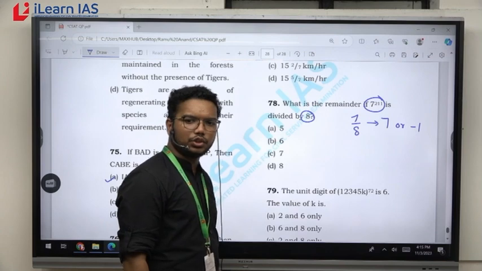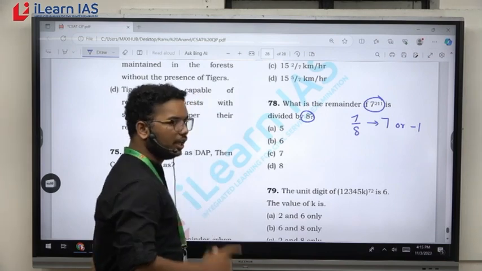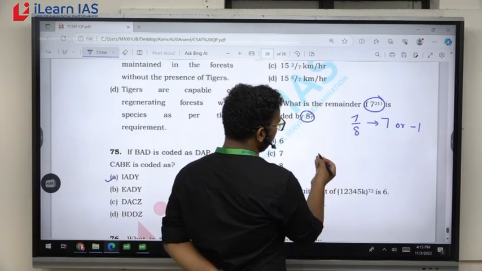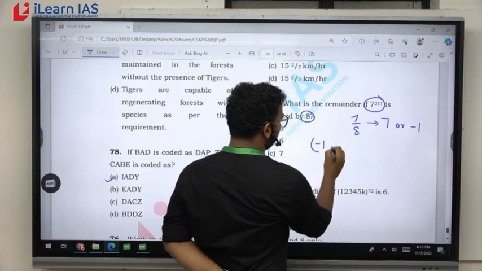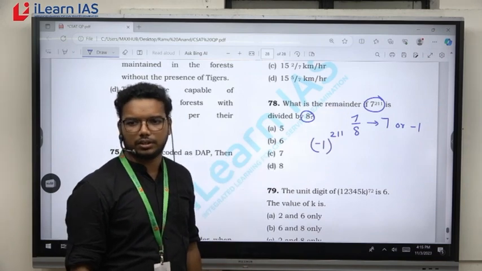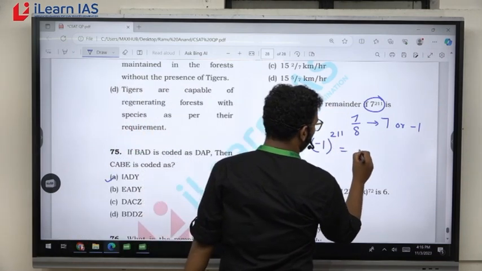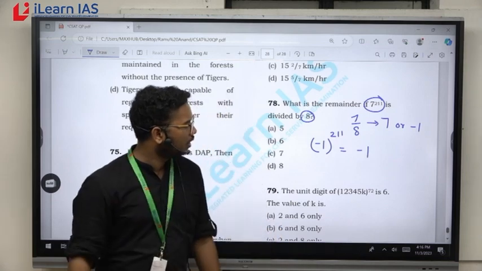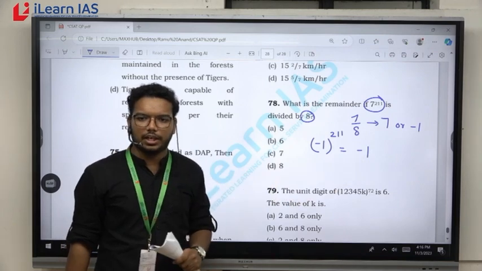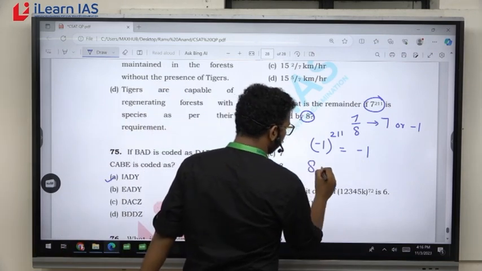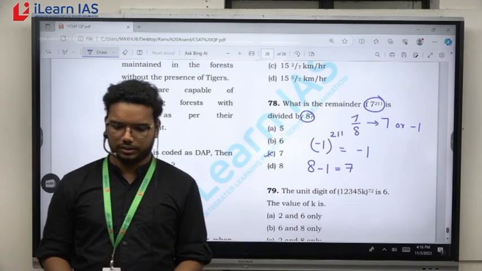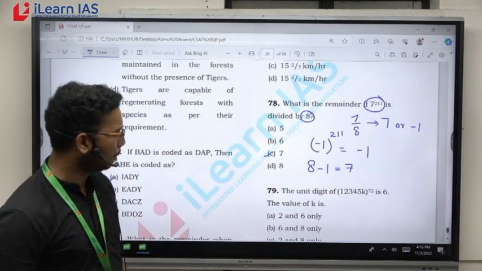So 7 raised to 211. Take the individual remainders: 7 has remainder -1, so -1 raised to 211. -1 raised to an odd number is -1. The remainder we got is -1. We need to make -1 positive: -1 is written as 8 minus 1, that equals 7. Clear?